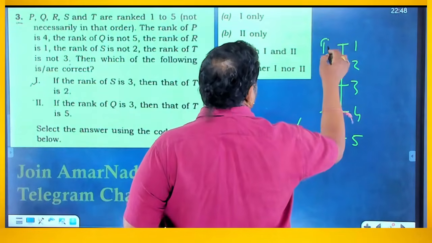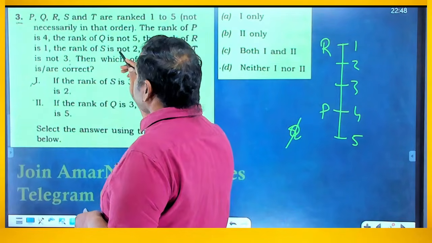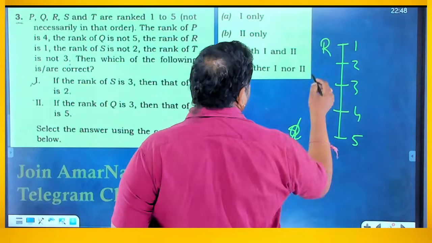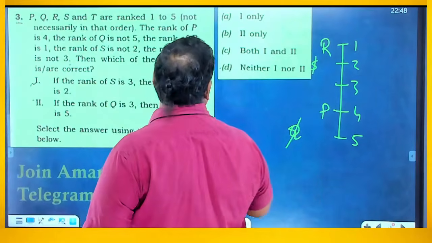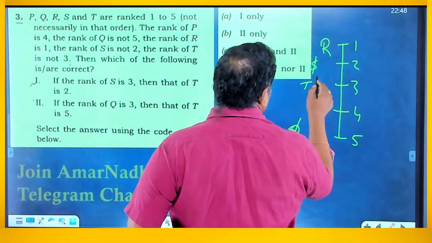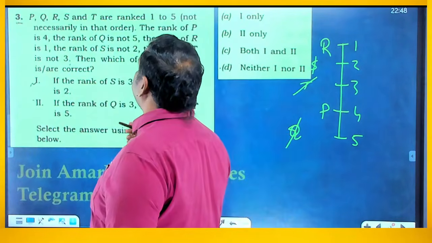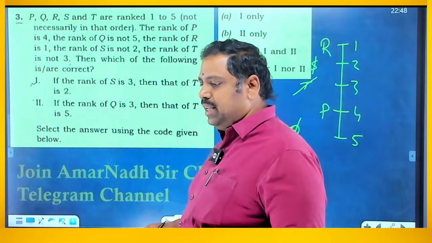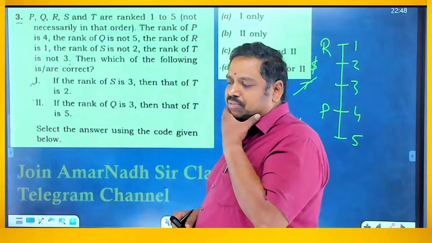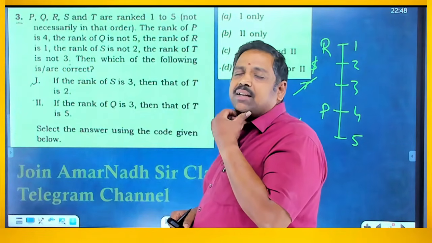So R is first rank, fine. The rank of S is not 2, so strike it out. The rank of T is not 3, right? Then which of the following is or are correct? If the rank of S is 3, see, he is using the word if. That means no need to confine that; it is the rank of S only if it happens.